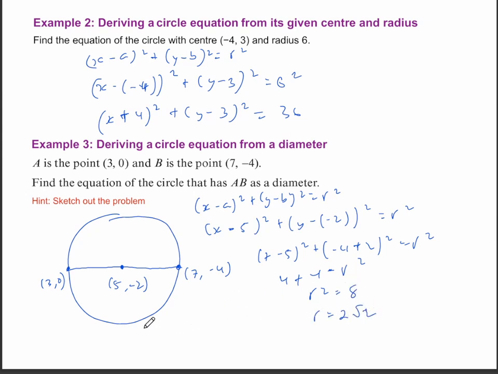And therefore we end up getting x minus 5 squared plus y plus 4 squared equals 8, because r squared. And that's going to be your equation of the circle from the fact that AB is a diameter.